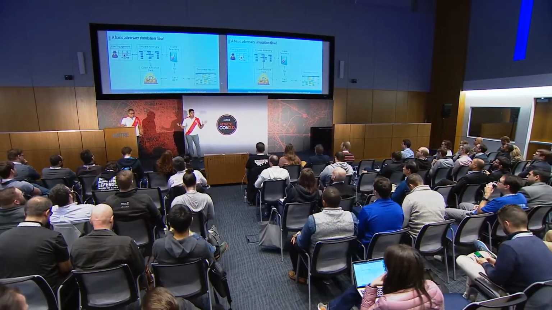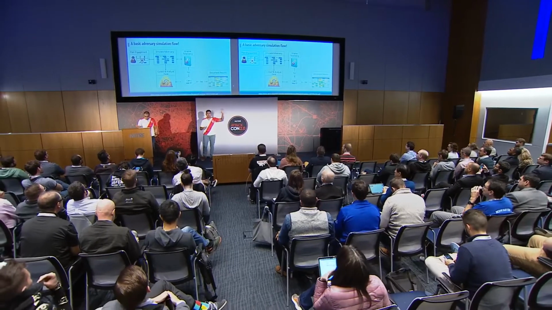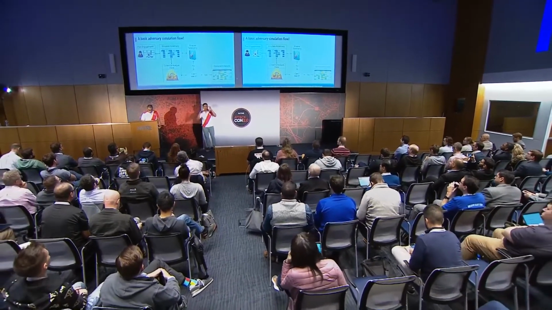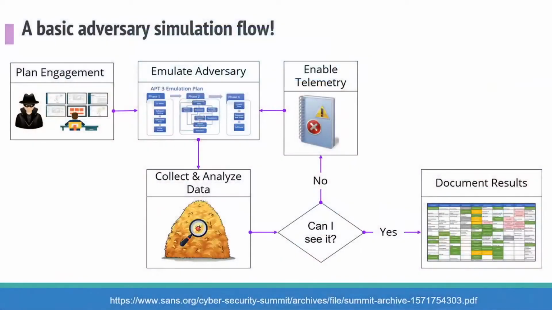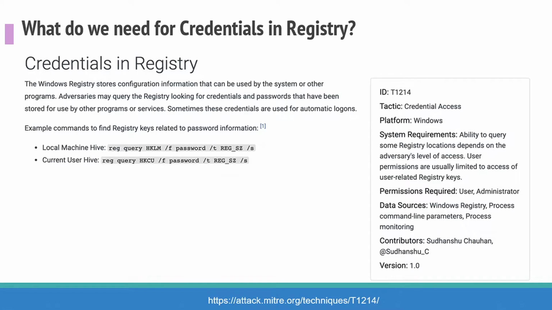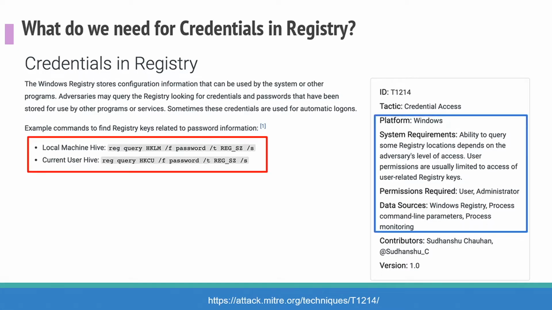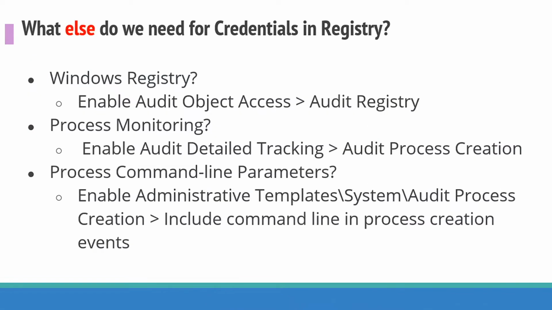So this might be familiar for some of you, just basic stuff: trying to plan your specific simulation, execute it, try to see if it triggered anything, and then go in the loop all the way until you feel comfortable documenting what it is that happened. If we apply this on credentials in registry, for example, MITRE ATT&CK already provides a lot of information that you can start using to start getting prepared for this, right? But there is a lot of things that you need to do besides that, right?